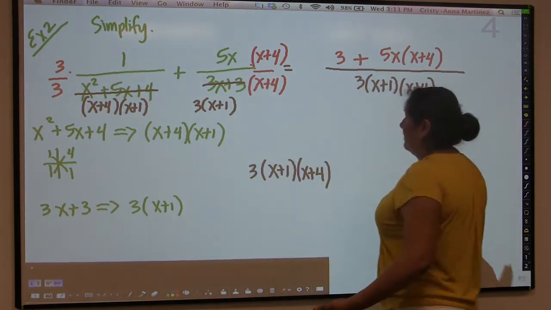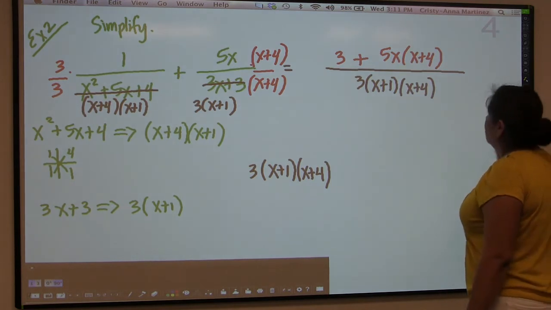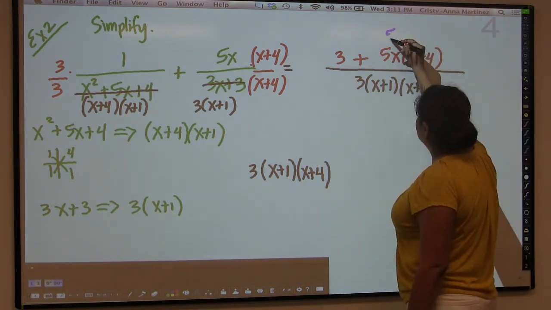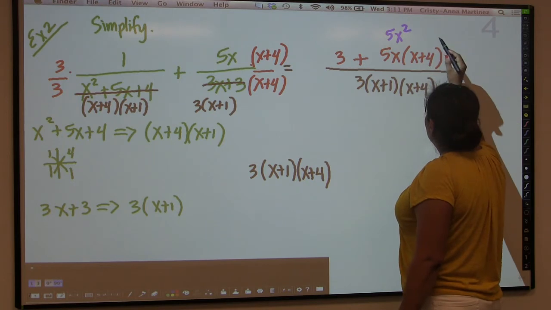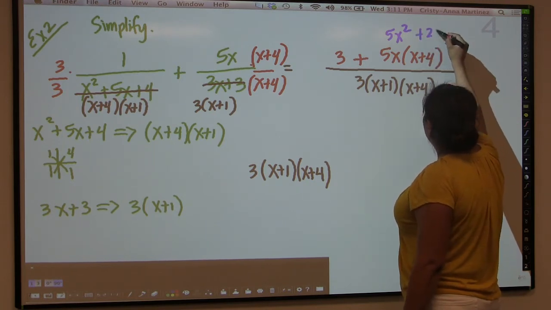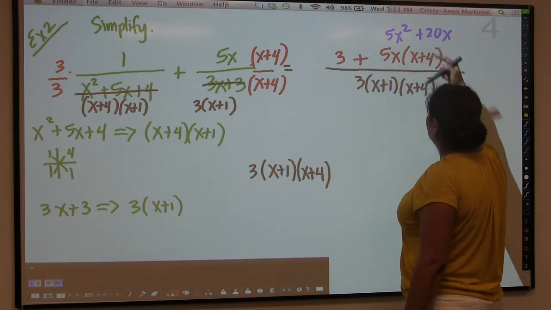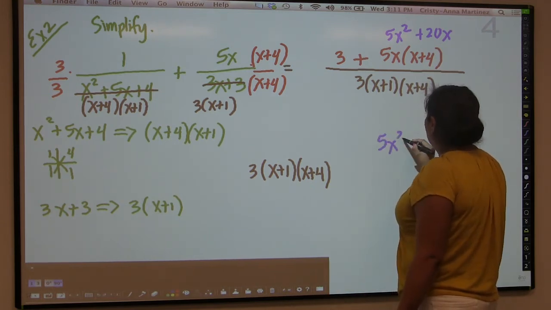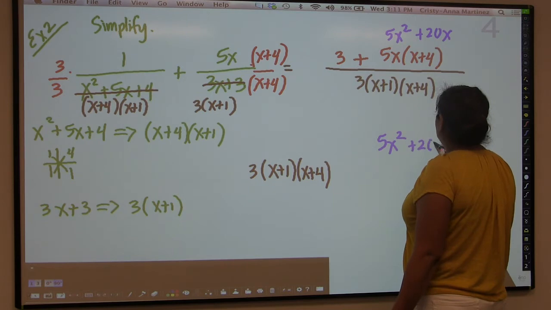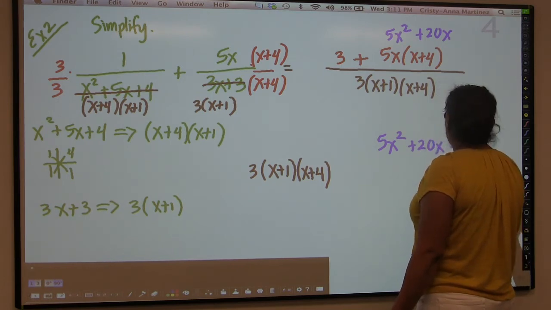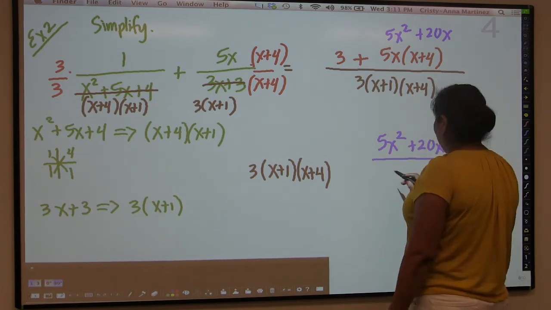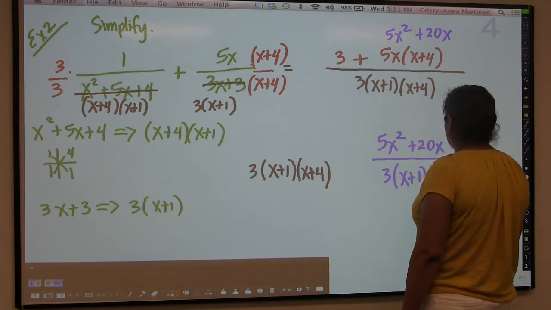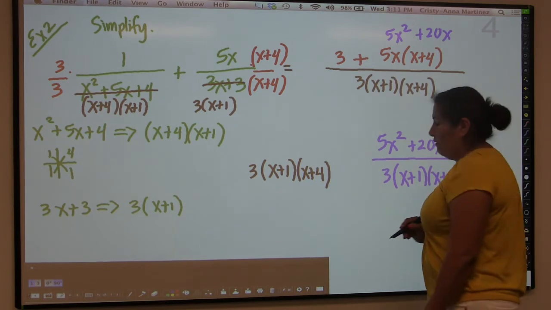And then I can simplify my expression. So at this point, 5x times x is 5x squared plus 20x, because 5x times 4 is 20x. So at the end of the day, I have in standard form 5x squared plus 20x plus 3 divided by 3 times x plus 1 times x plus 4. Alrighty?